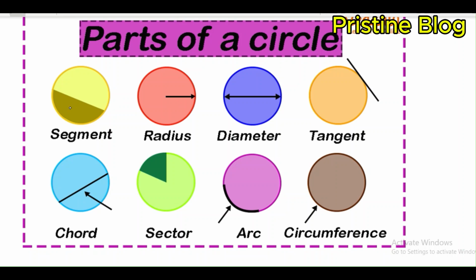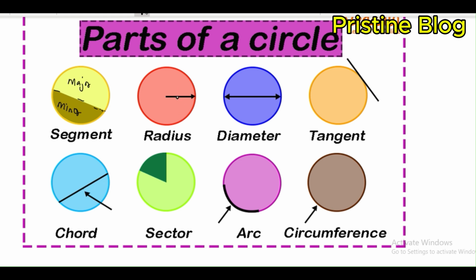In circle theorem, we will look at parts of a circle. The first one is segments. We have the minor segment, the major segment, and we have the chord, which divides the circle into two unequal parts. So you can see the chord there.